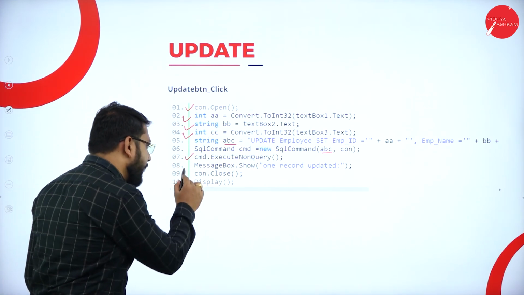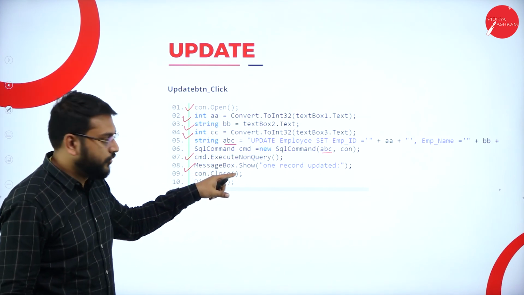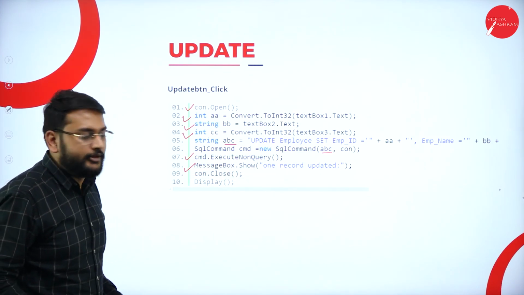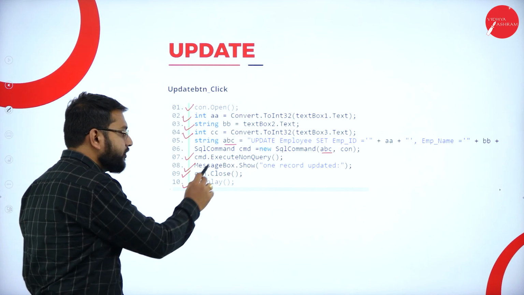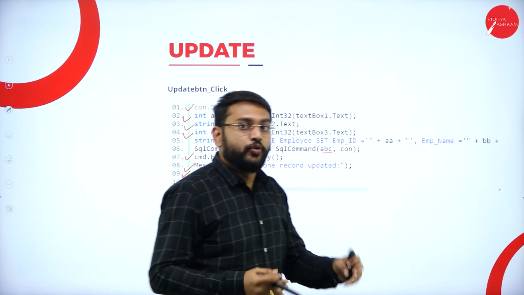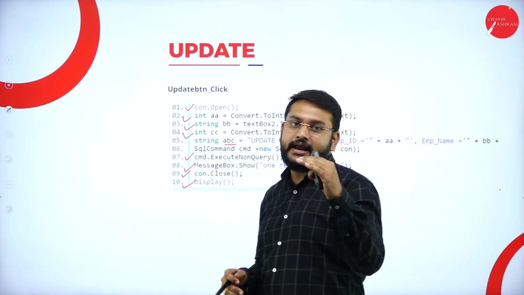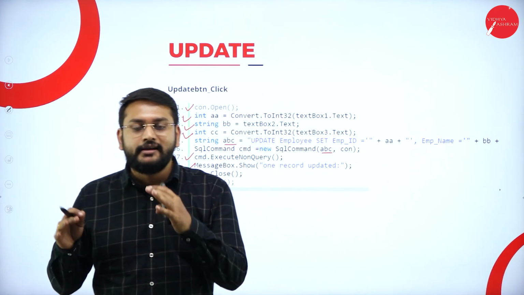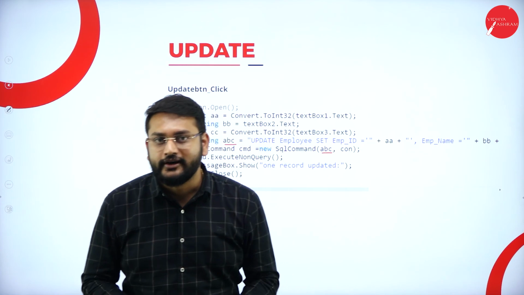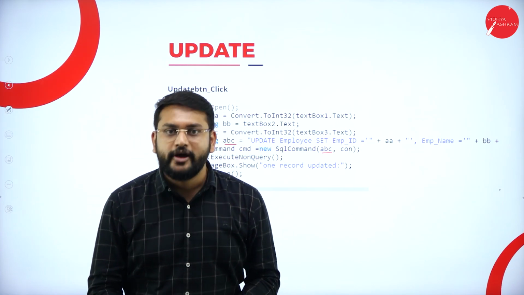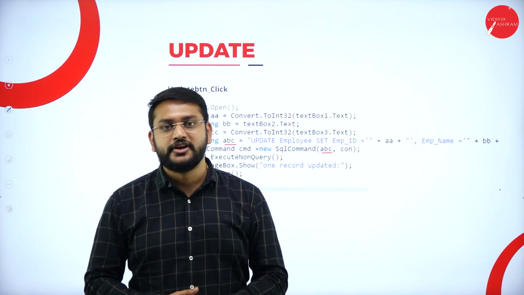Then after that, I'll show the message. Once the query is executed, I'll print that one record is updated, and then I'll close the connection. I'll call the display function so that I get to know what changes I've made on the table. So this is how we select, insert, update, and delete with respect to ADO.NET. All right guys, hope I have given you a brief and detailed explanation on this.